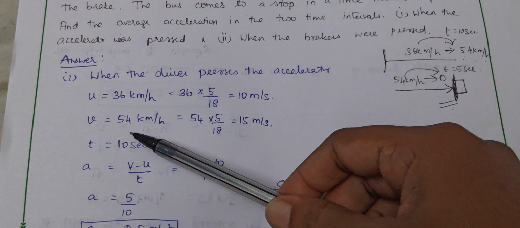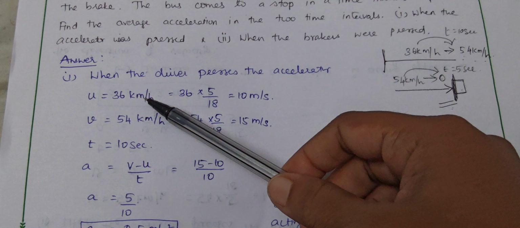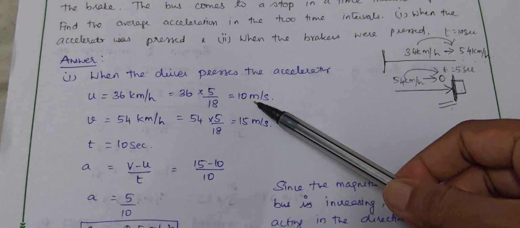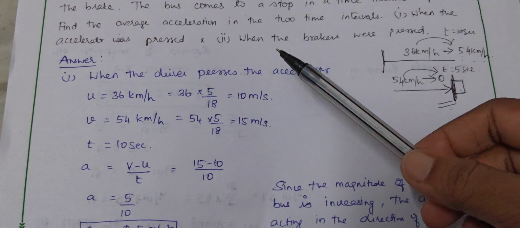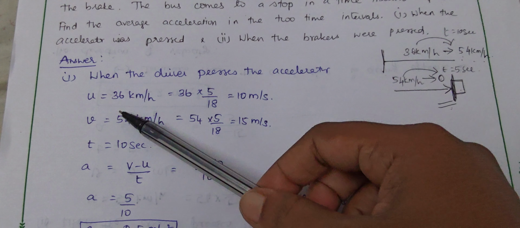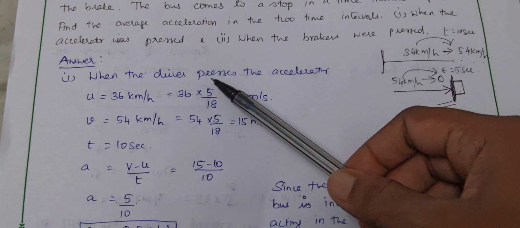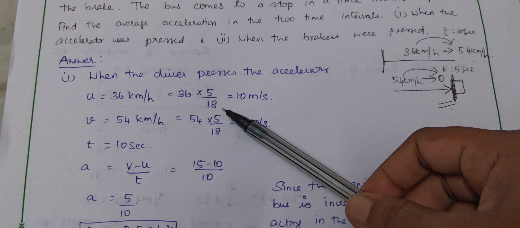So the final velocity is 56 km per hour. They have given it in kilometer per hour. We have to convert the kilometer per hour into meter per second. In the previous video, I posted how to convert from kilometer per hour into meter per second. So you have to multiply by 5 by 18.